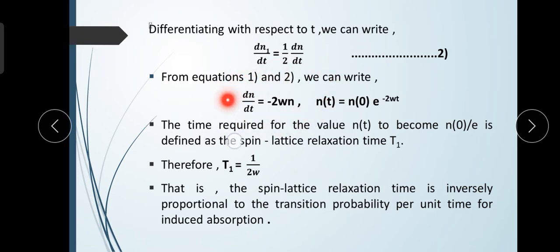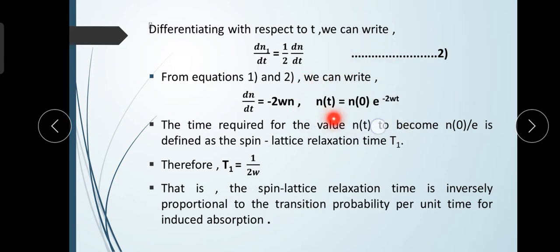we get this equation, that is dn by dt is equal to minus 2wn, and after integrating this equation we get the number of spin states at a time t, which is related to the number of spins at a time t is equal to 0. So after integration with respect to t, here we get n of t is equal to n of 0 e to the power minus 2wt.